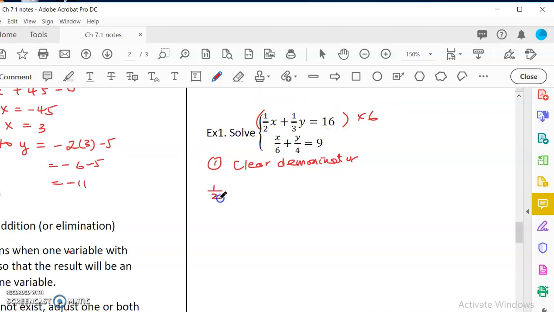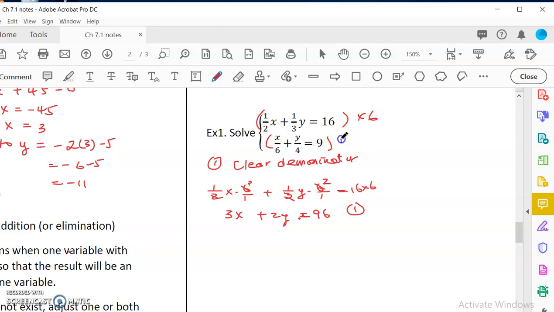So I would say half x times 6 over 1 plus 1/3 y times 6 over 1 equal to 16 times 6. So the 2 cancels with the 6, and I have 3x left over. Plus this 3 cancels with the 6, so I have 2y left over. And then 16 times 6 is 96, right? So this is the new number 1.